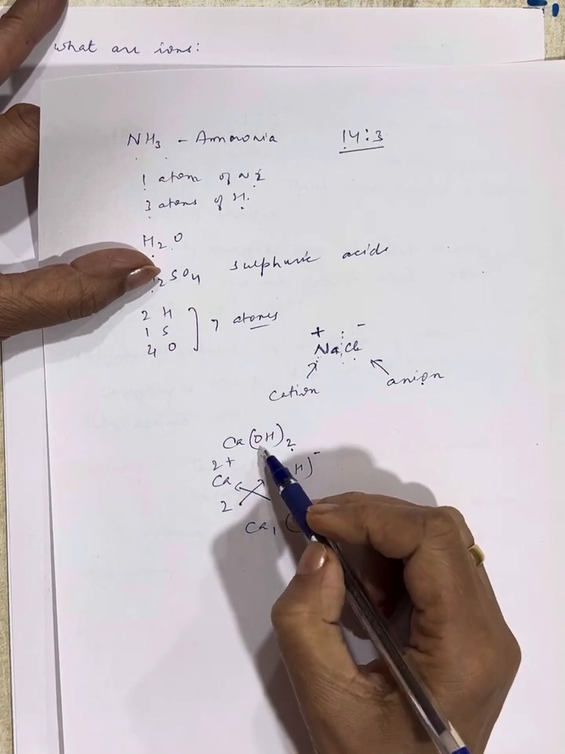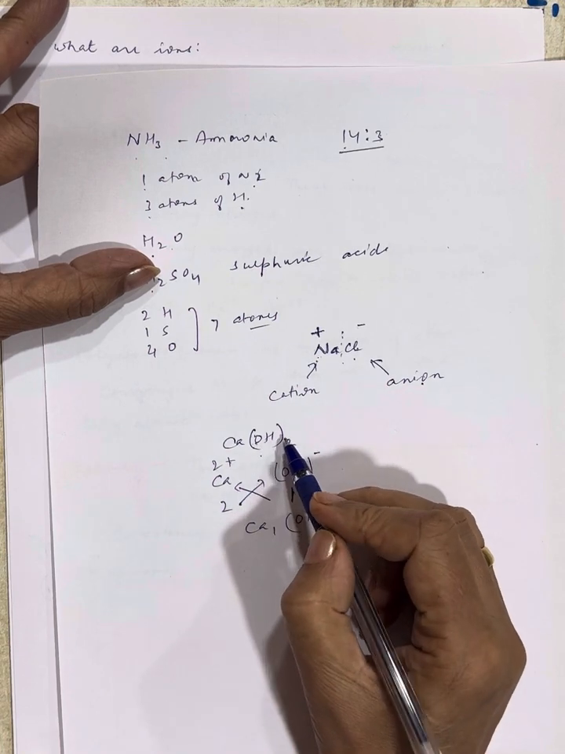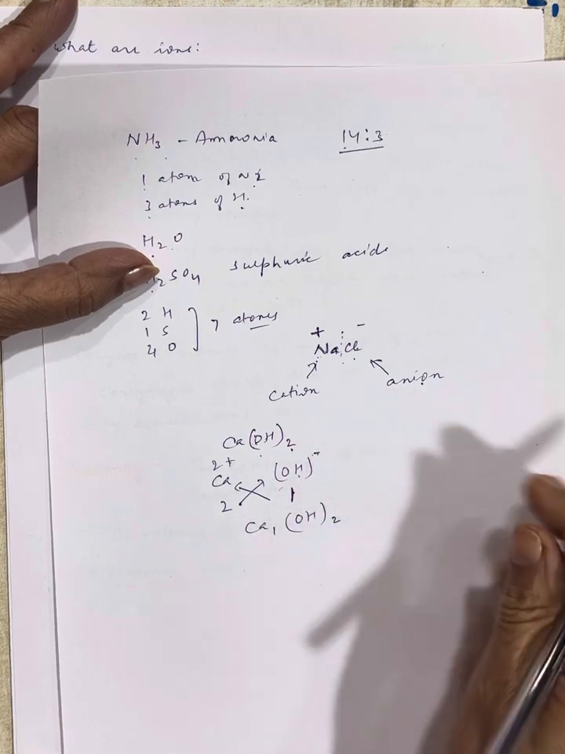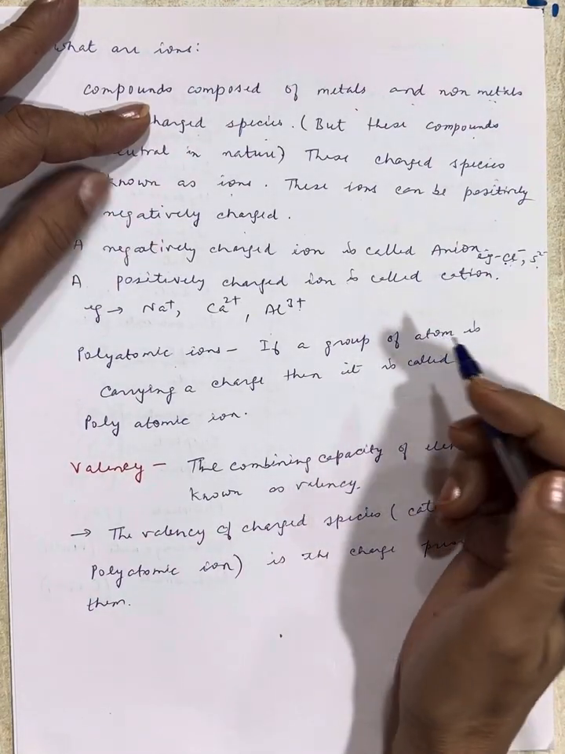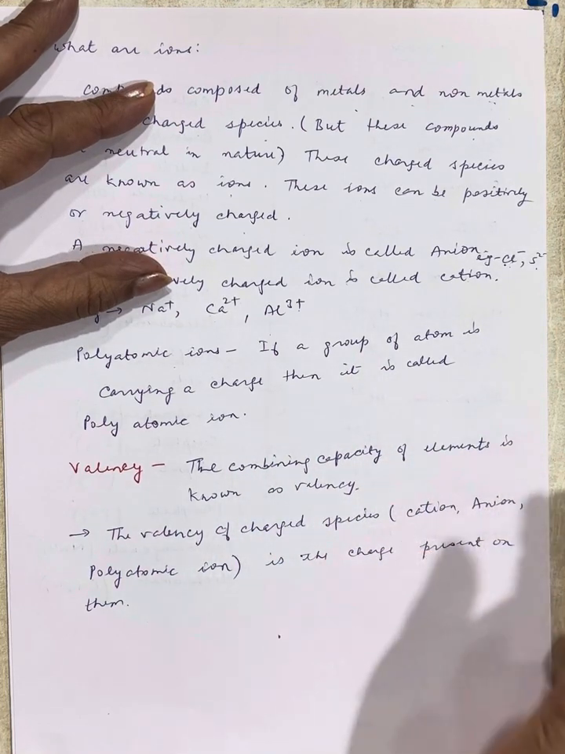So here you see OH is a group of atoms, and it is carrying a charge, 1 minus. So it is a polyatomic ion. This is a polyatomic ion. Okay. Many more polyatomic ions are there.